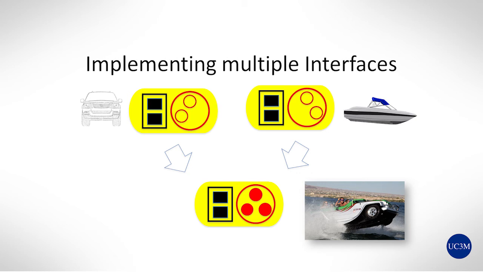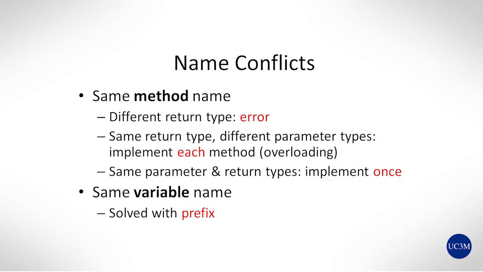For instance, we could define an amphibious vehicle as an implementation of both a vehicle interface and a boat interface. This amphicar would implement methods from both interfaces. Now, when doing so, there might be some name conflicts. What happens if we have the same method name in both interfaces? Here's how it is solved.